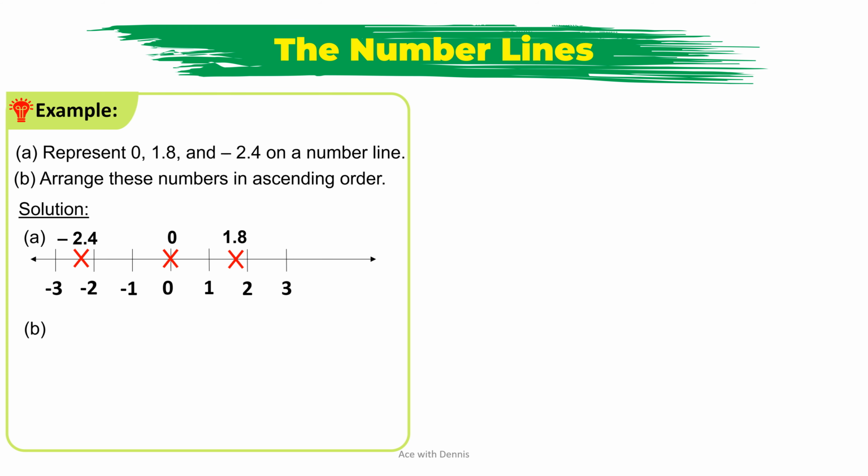For B, we need to arrange these numbers in ascending order. Based on the number line, we know that the smallest number is negative 2.4 because it is the leftmost number. The largest number will be 1.8 because it is the rightmost number, and 0 is between these two numbers. Therefore, the ascending order is negative 2.4, 0, and 1.8.